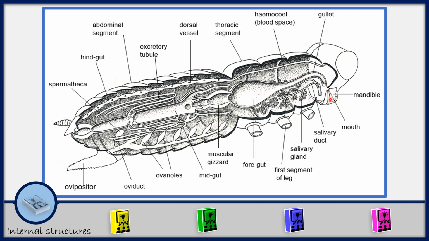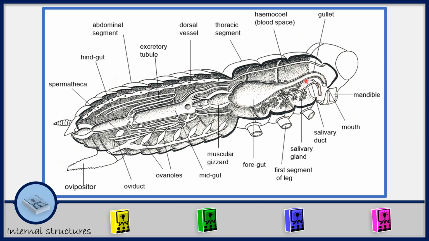We start from here. We have the mandibles. Then we have the mouth here. From the mouth, we enter into the gullet. From the gullet, we land into the foregut. Then from the foregut, we go to the masticular gizzard, pass through the masticular gizzard, and then we enter into the midgut. From the midgut, we shall enter into the hindgut. Then we shall come out. That is now the digestive system.